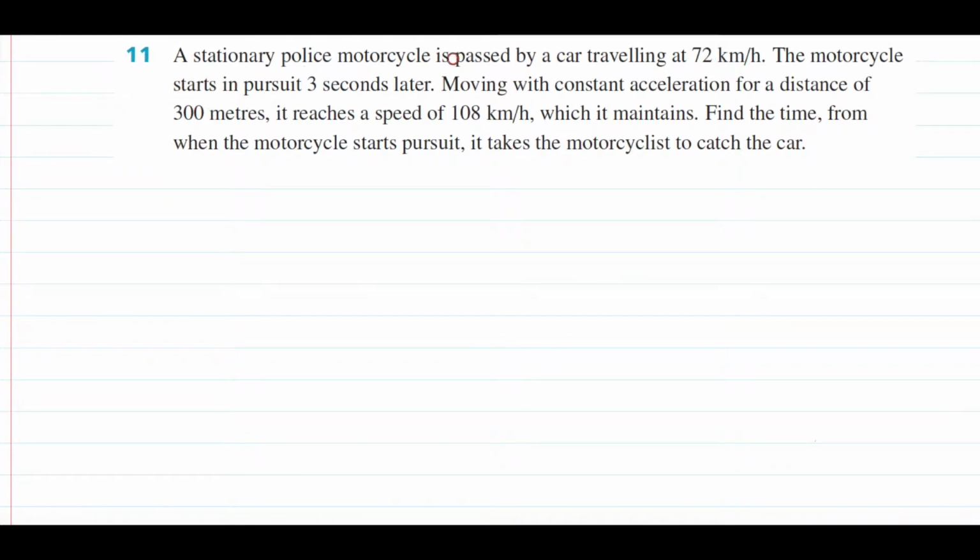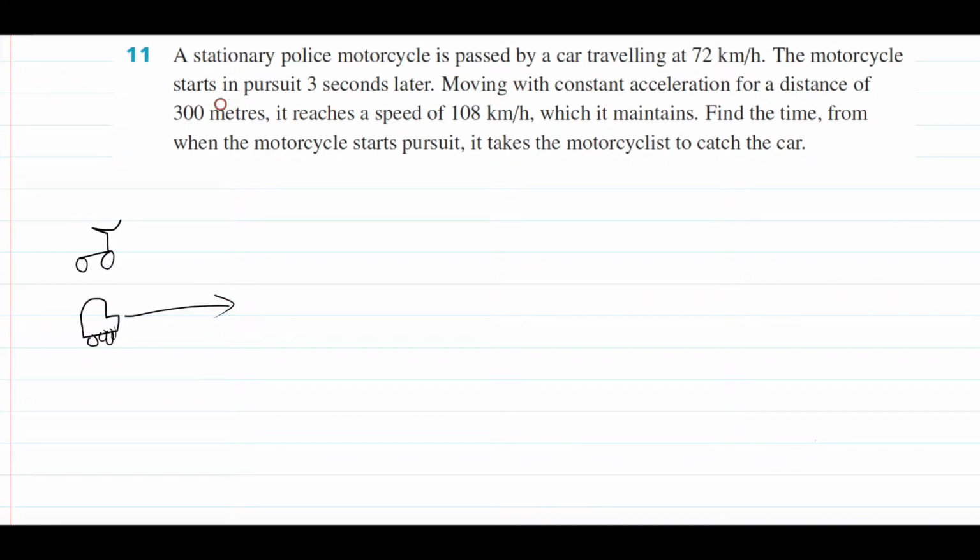Question 11: a stationary police motorcycle is passed by a car traveling at 72 km per hour. So you've got a motorcycle, a police motorcycle. I don't know what they look like or how to draw them, I'll just draw them this way. And then you've got a car, which passes this motorcycle at 72 km per hour.